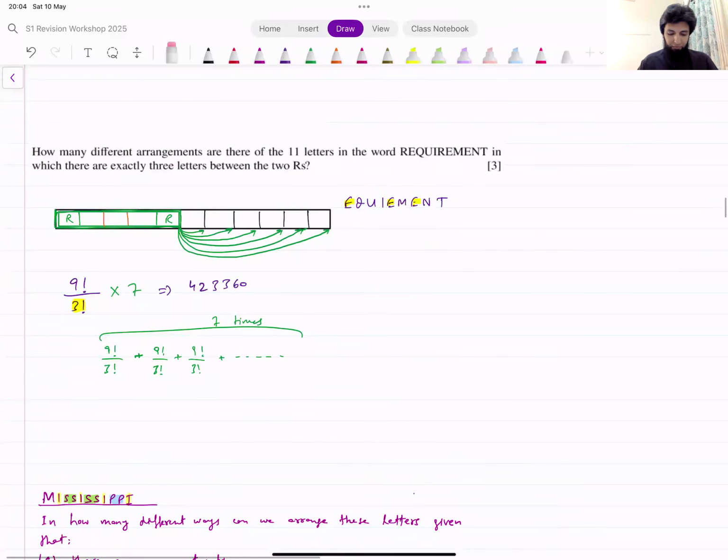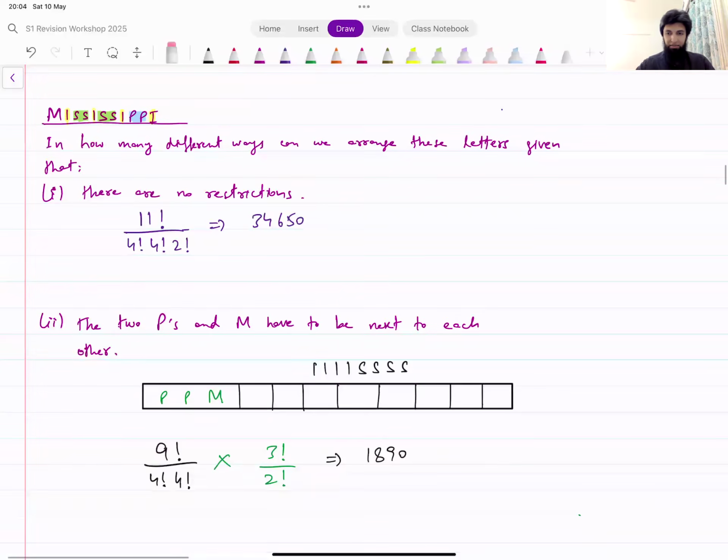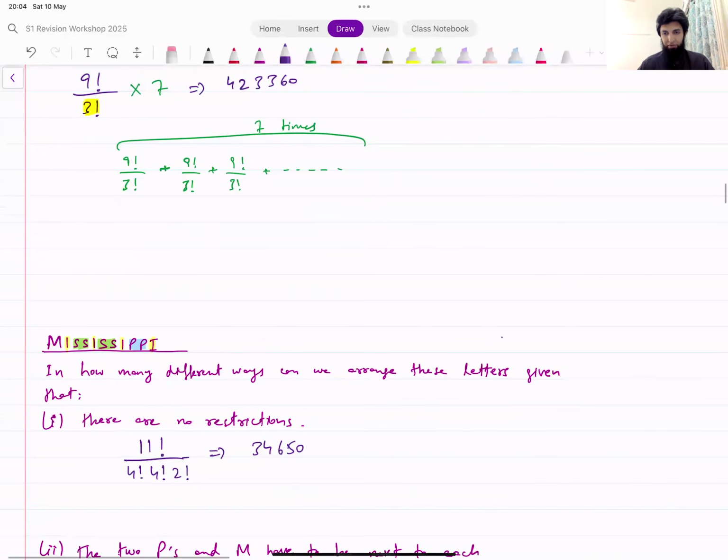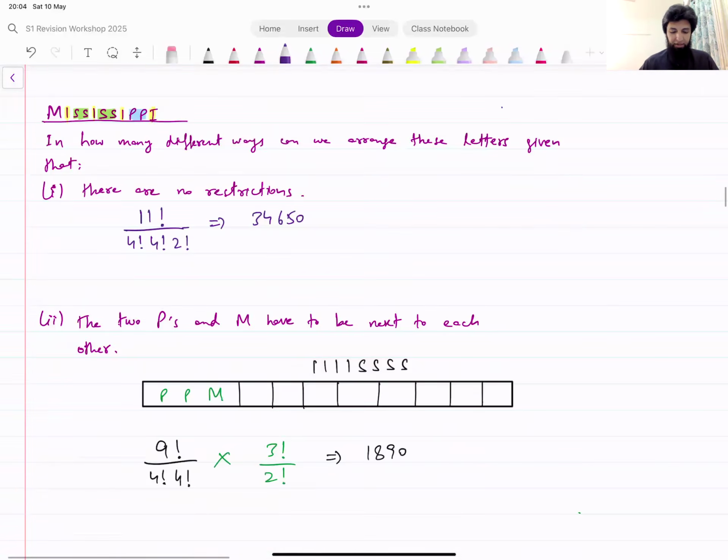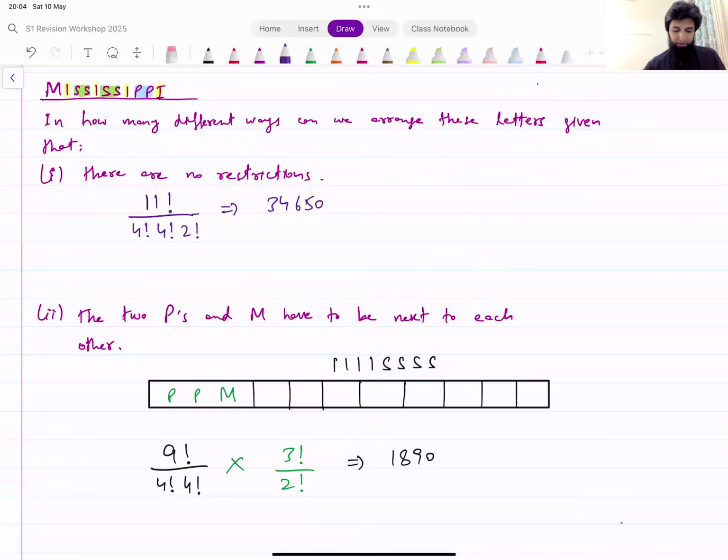Okay. All right. Let's move on. That's another case that you have to consider here. The rest of the questions at the end. Okay. Let's have a look at another case now. In how many different ways can we arrange these letters given that there are no restrictions?